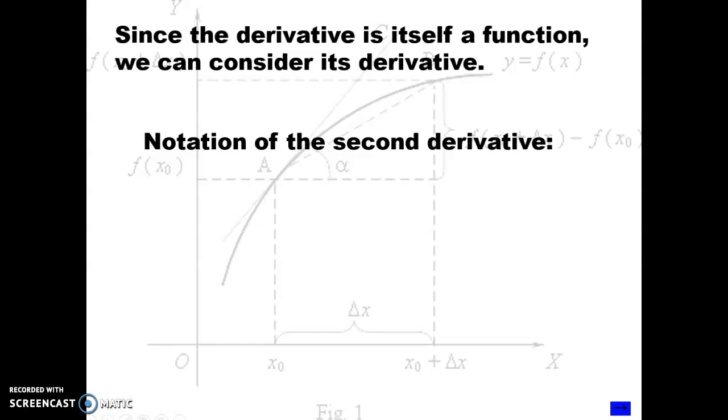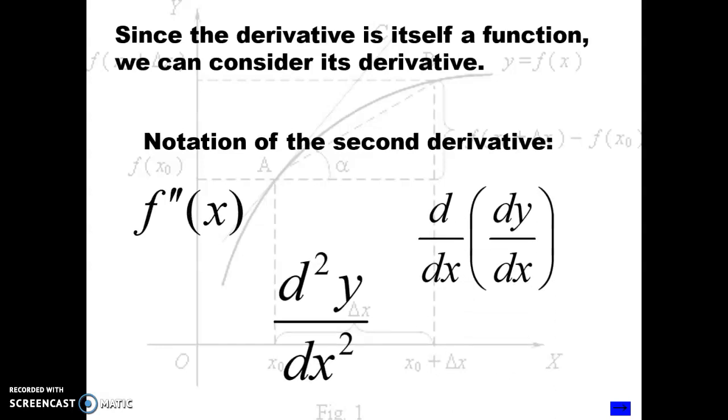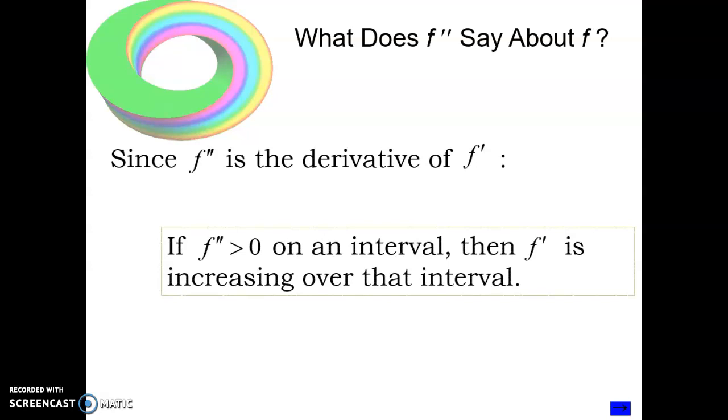Now, since the derivative itself is a function, we can consider its derivative, which is the second derivative, which we saw in section 2.7, where these are all the different function notations for the second derivative. Newton's notation, Leibniz notation of the second derivative.